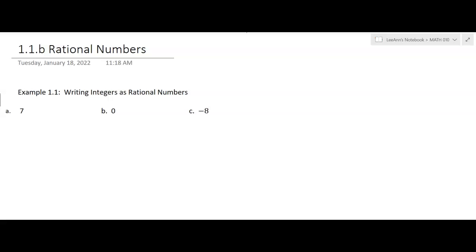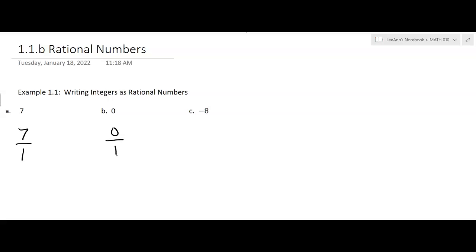Okay, so if I have a 7 and I want to write it as a rational number, I just put 7 over 1. Ta-da! If I have 0, I'm going to put 0 over 1. Now, you could say, well, what if I want to put 0 over 2? That equals 0. And you're right, it does.